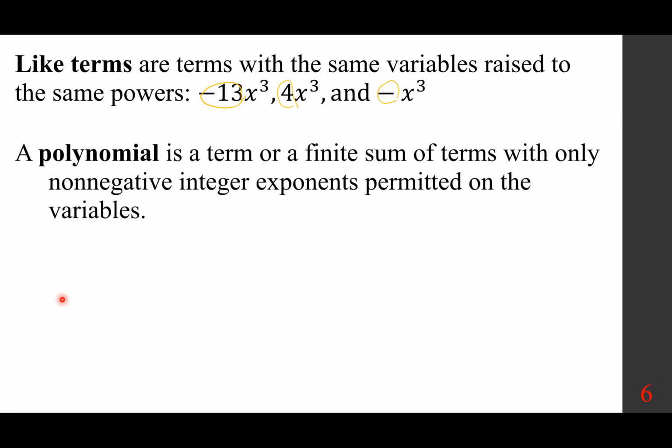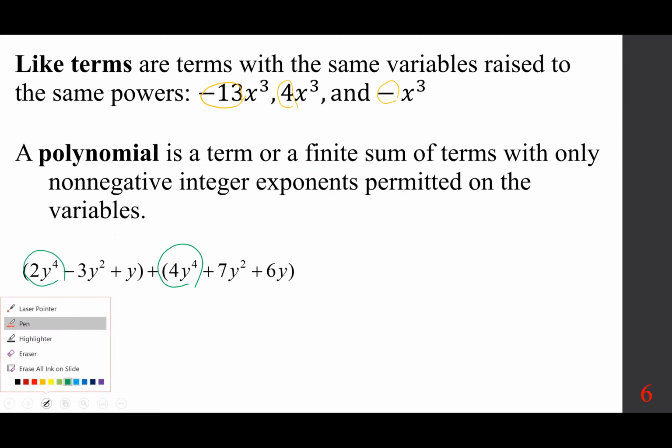A polynomial is a term or a finite sum of terms with only non-negative integer exponents permitted on the variables. So we can add up like terms. So in this case, these two are like terms because they have y to the power of 4 in both cases. These two are like terms.